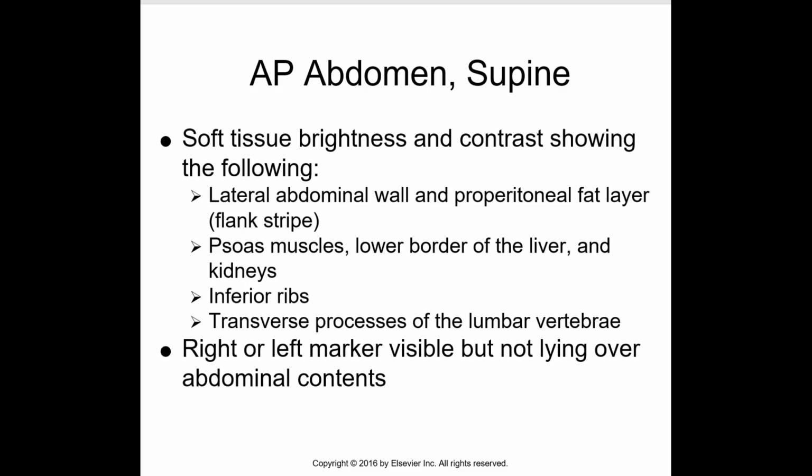Soft tissue brightness and contrast showing the following: the lateral abdominal wall and peritoneal fat layer, the psoas muscles, the lower border of the liver and kidneys, and the inferior ribs and transverse processes of the lumbar vertebrae. The right or left marker is visible but not lying over abdominal contents.